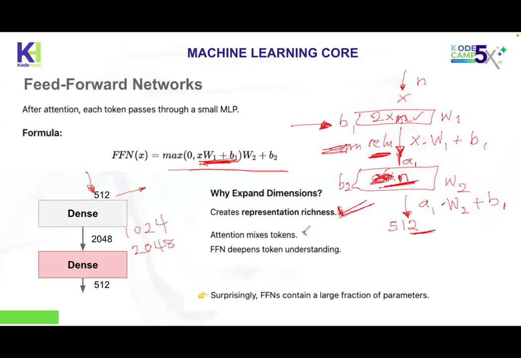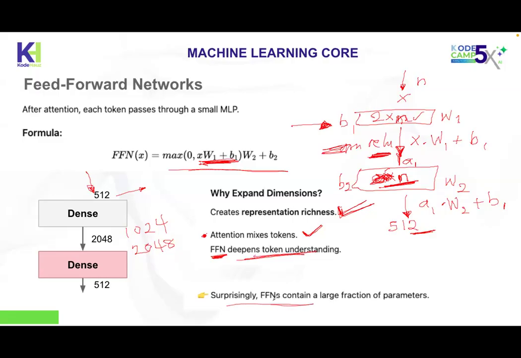And so it also helps with mixing of tokens, right? If you look at the responsibilities, the attention layer mixes up the tokens, but the feed-forward network now deepens the understanding of that token by creating new features and remixing those new features.